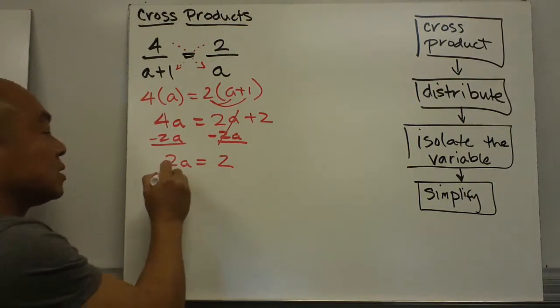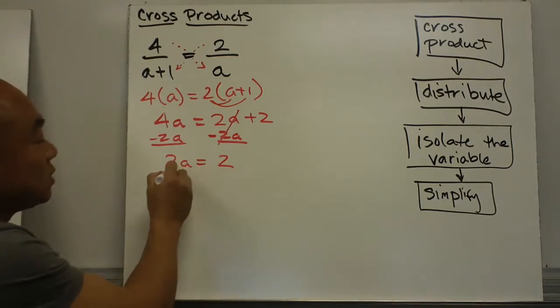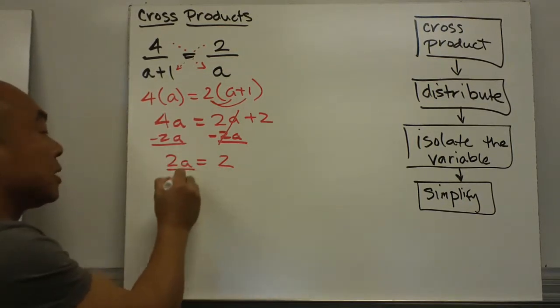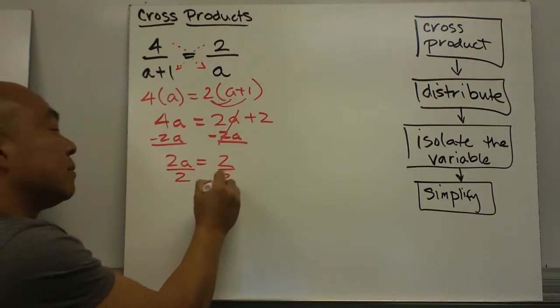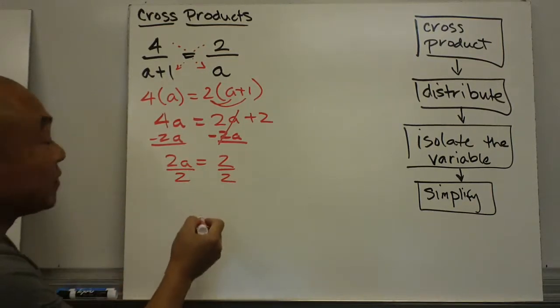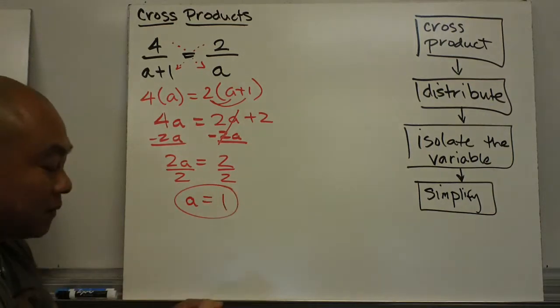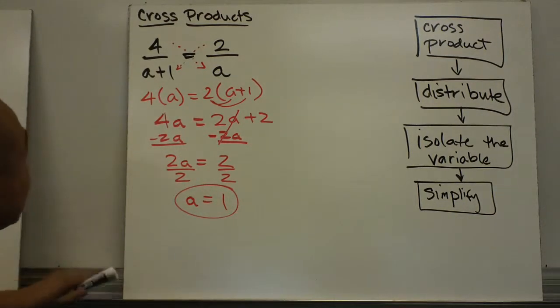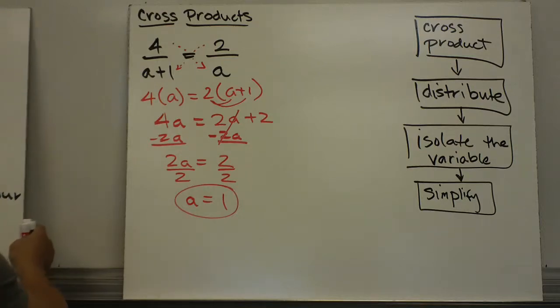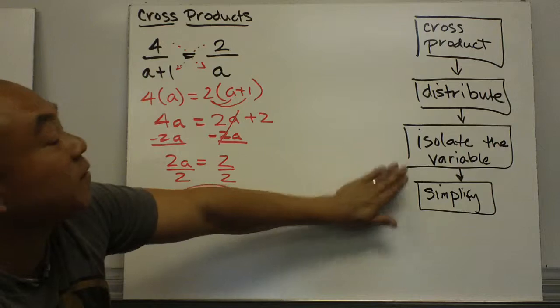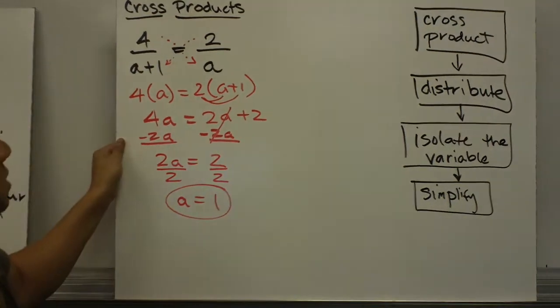Now our last step here is to finish it up. 2 times a is equal to 2. Our answer is going to be 1. Algebraically, we're going to divide both sides by 2, by the division property of equality, and a is equal to 1. Okay? And that's our answer for this one. So again, we just basically did cross products, we distributed, isolated the variable, and simplified.